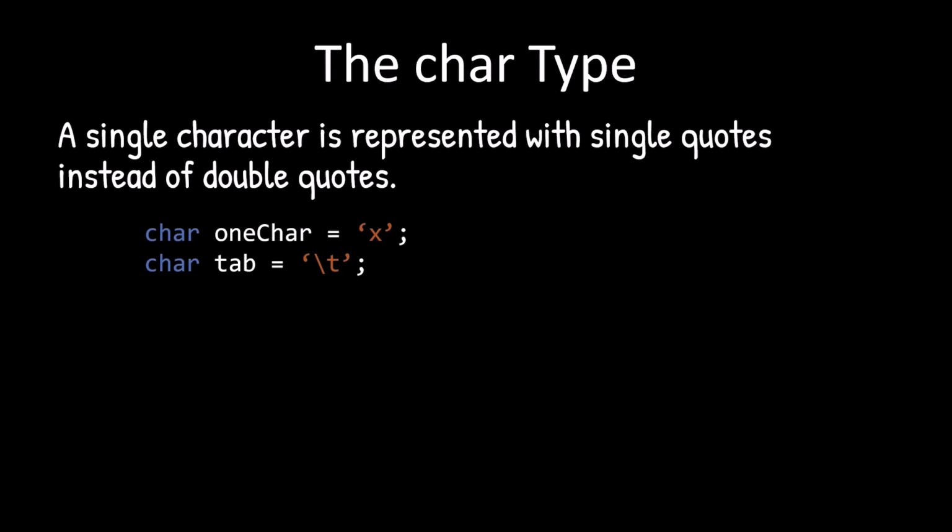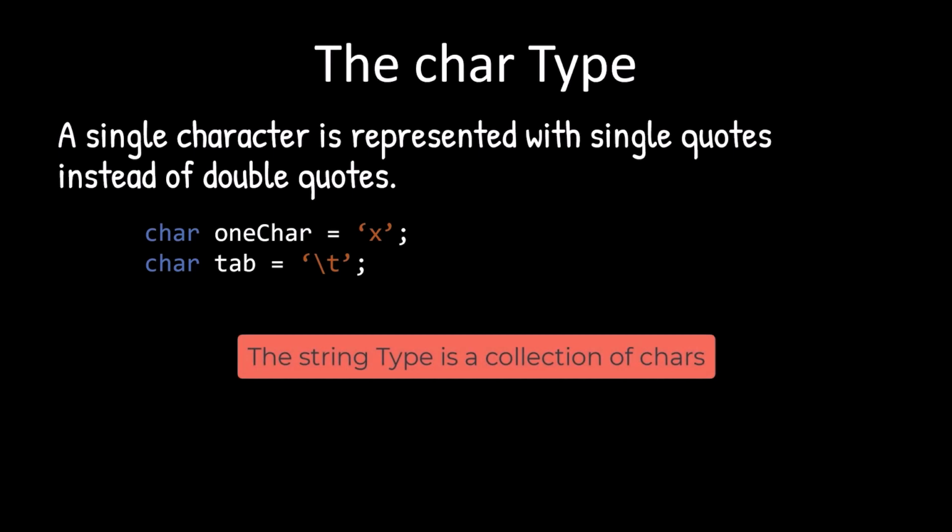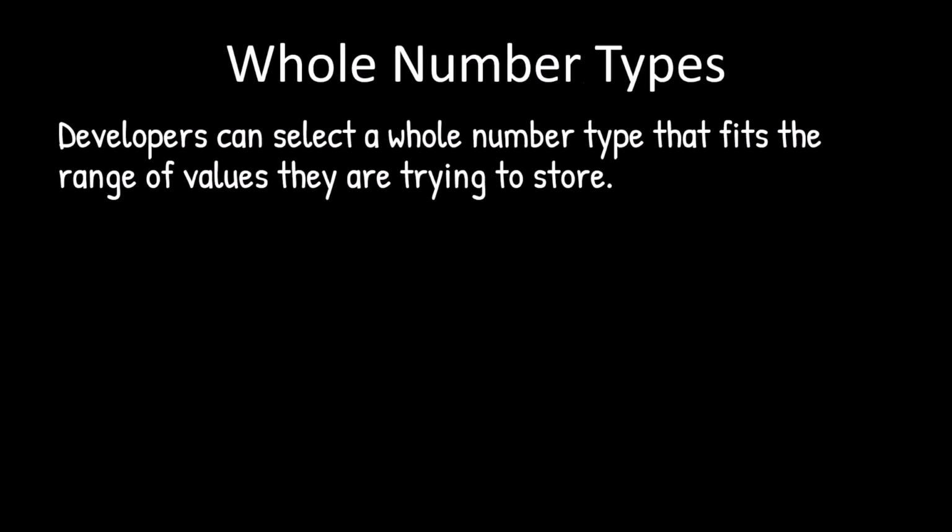And as I mentioned before, these built-in simple types are just building blocks. The string type is built from this type. A string is a collection of chars. Now, there are quite a few whole number types, but the difference between them is pretty simple. It has to do with the range of values that each number type supports.